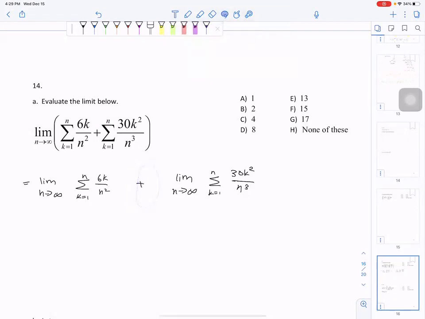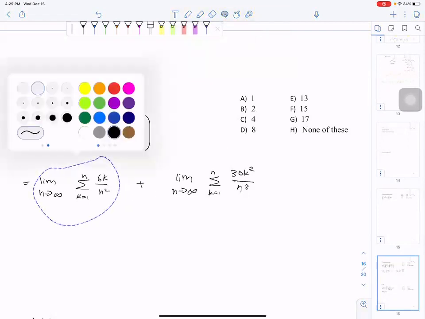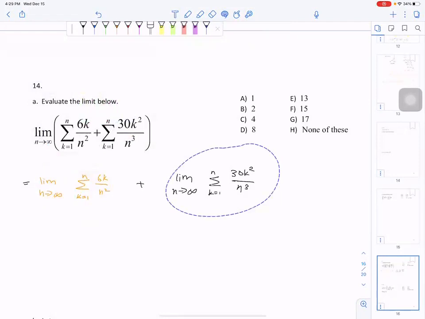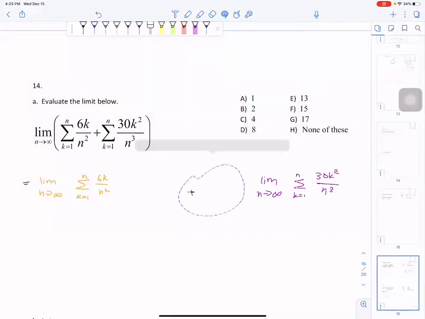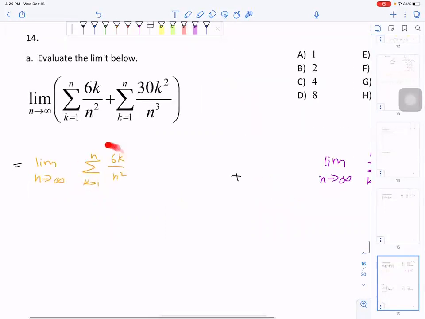Let me color these different colors so that it looks nice. So we have the orange thing plus the purple thing. Let's focus on the orange thing. What does it mean for this sum from 1 to n of this? What does this mean?